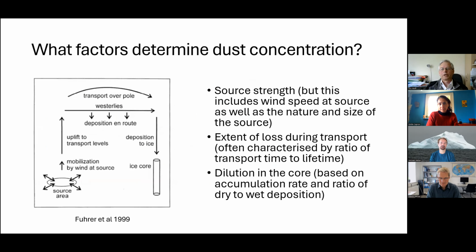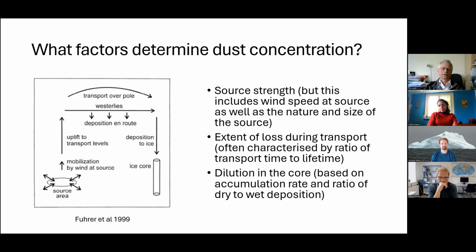So now let's go a little bit conceptual and think about what controls the dust concentrations. This is actually a very old figure from a paper that I was involved with Katrin Führer 25 years ago now, but it's still a nice simple conceptualization of what's going on. So the first thing that could be changing is the source strength, and that doesn't just mean the size of the source or the nature of the source, which would obviously be changed by things like vegetation being present or not, but also by the wind speed.